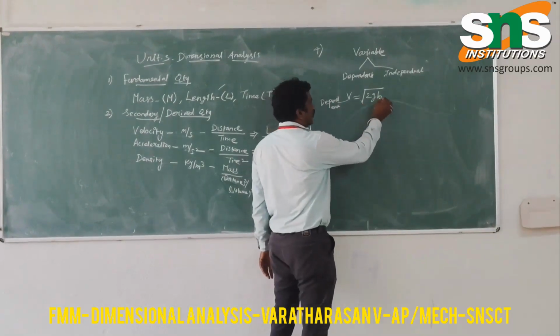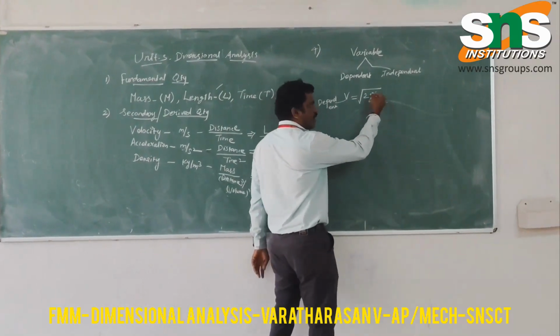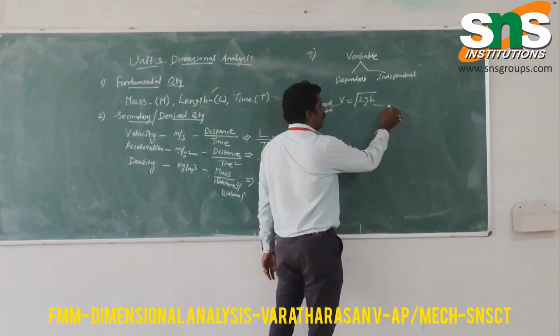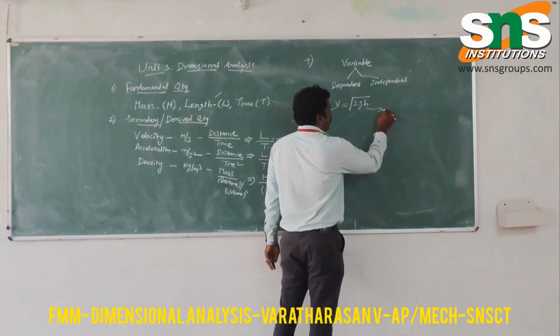And these are the quantities on the right side of the equation. What are the various variables available now? So these variables are called the independent variables.